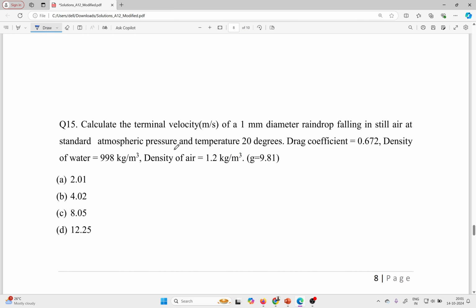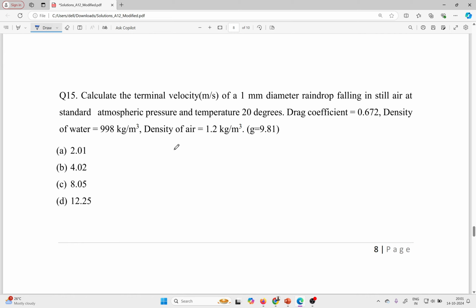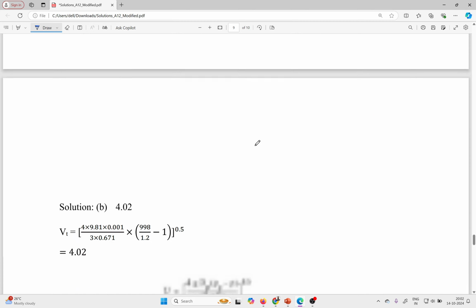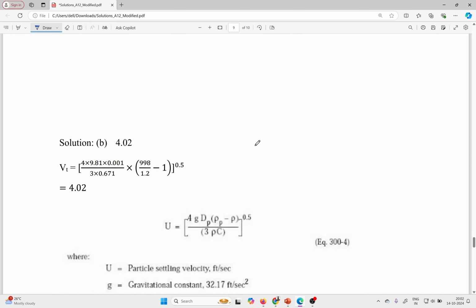Now the next question. The next question is very easy. Such a type of equation you can say is from environmental engineering also. Calculate the terminal velocity. We are talking about the terminal velocity of a rainfall droplet of diameter 1 meter falling in still air at standard atmospheric pressure and temperature 20 degrees. The drag coefficient is given, and the density of water and the density of air. You know the formula already. Let me just show you the formula.